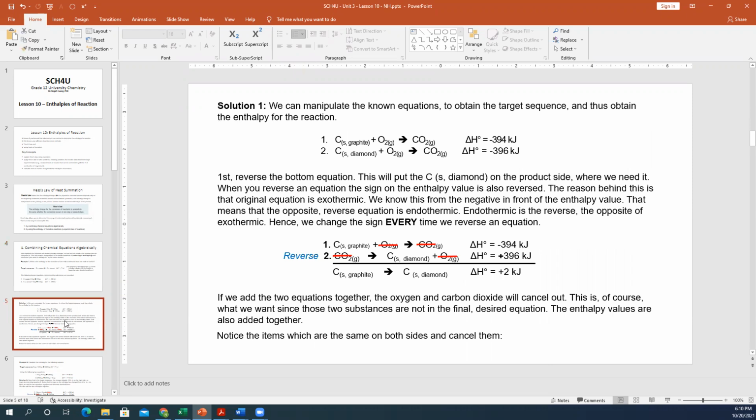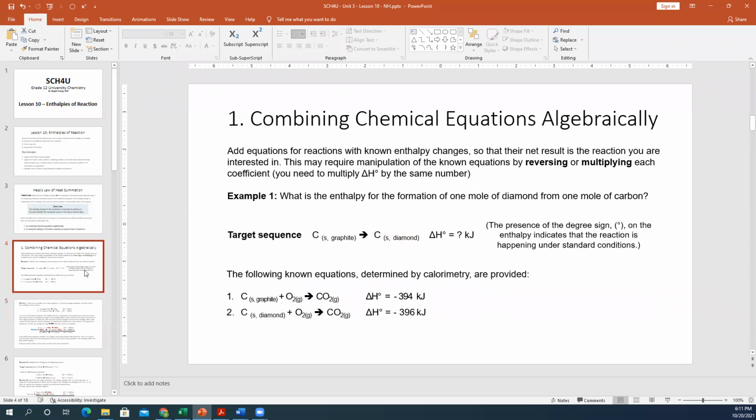Okay, so we can use these known equations to obtain the target sequence. For example, these are those known equations that I had. First, we can reverse the bottom equation. So we can take this and flip it around so that our first equation remains the same, because if we look at our target equation up here, our target equation was we want graphite going to diamond.